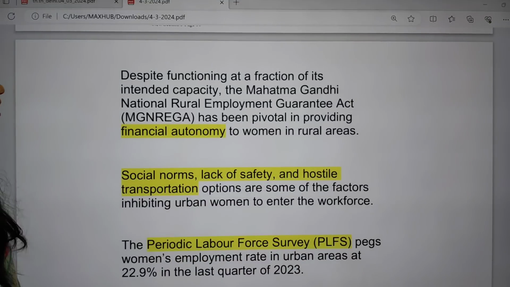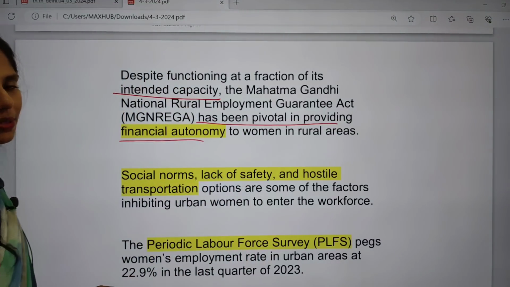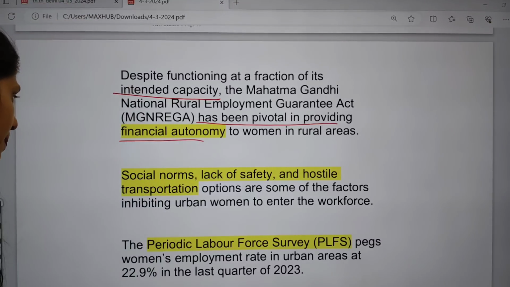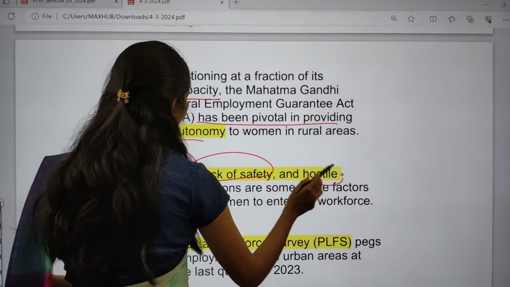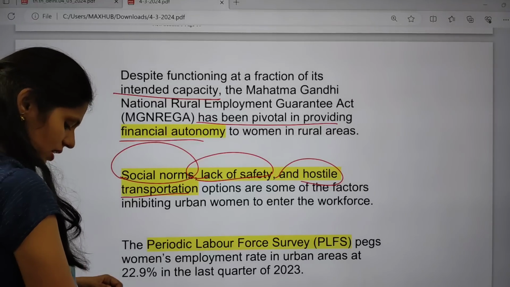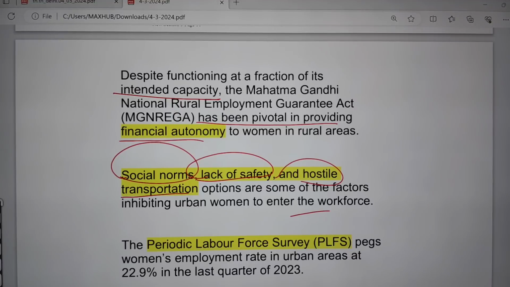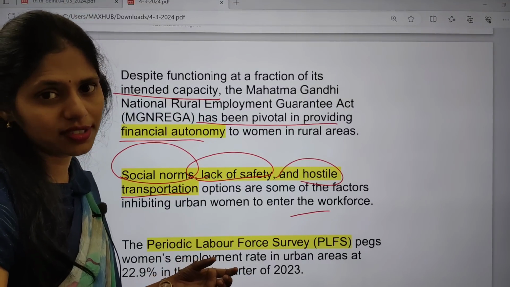Despite functioning at a fraction of its intended capacity, we have the Mahatma Gandhi National Rural Employment Guarantee Act. It has been pivotal in providing financial autonomy, especially for women in rural areas. Women in rural areas go to work and get a salary under this work. But here we have lots and lots of social norms. There is lack of safety for women in cities, and hostile transportation options. These are some important factors inhibiting urban women from entering the workforce. So what are the challenges faced by women in urban areas? Social norms, lack of proper transport and lack of safety.